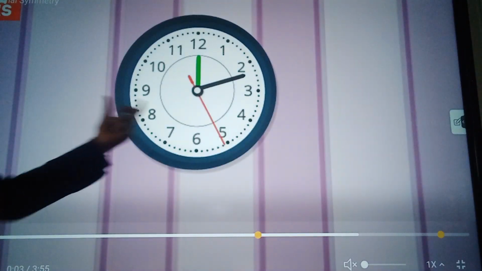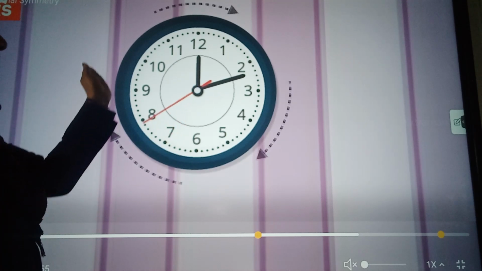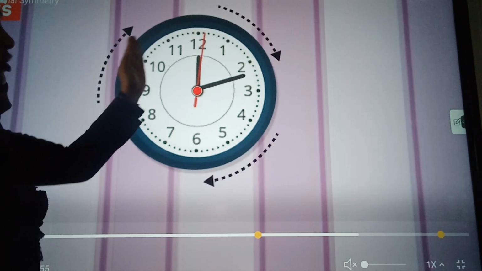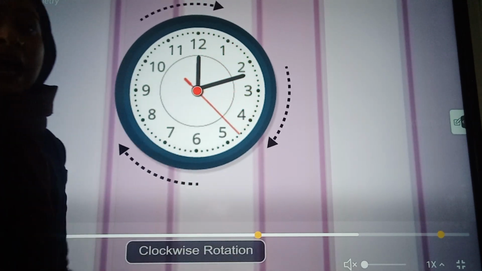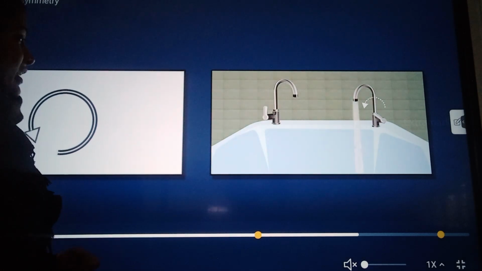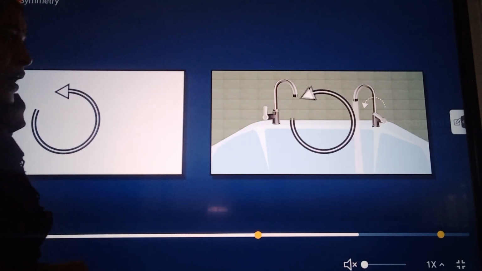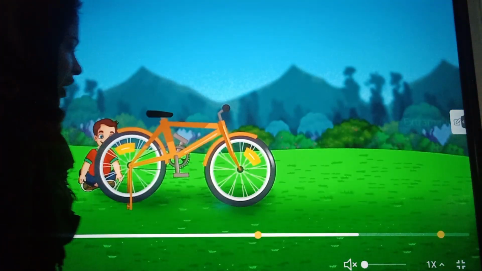Let us consider a clock, okay? If we are rotating the hands of a clock, look at the direction. This is said to be clockwise rotation. Now look at the tap, we are opening the tap. We are rotating in the opposite direction of the clockwise, and this is said to be anti-clockwise rotation.